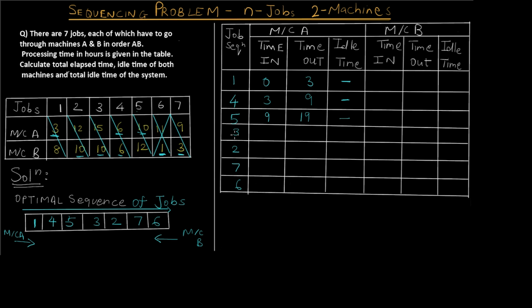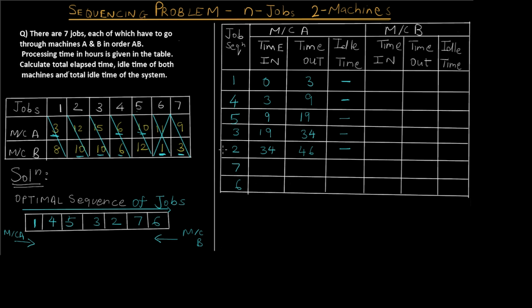Then we move ahead to job 3 on machine A. So job 3 on machine A is going to take 15 hours starting from 19 and 19 plus 15 is going to give us 34. So 34 hours have been passed, and the idle time is of course going to be 0 because it did not wait for anything or any reason. Then we have to see for job 2 on machine A.